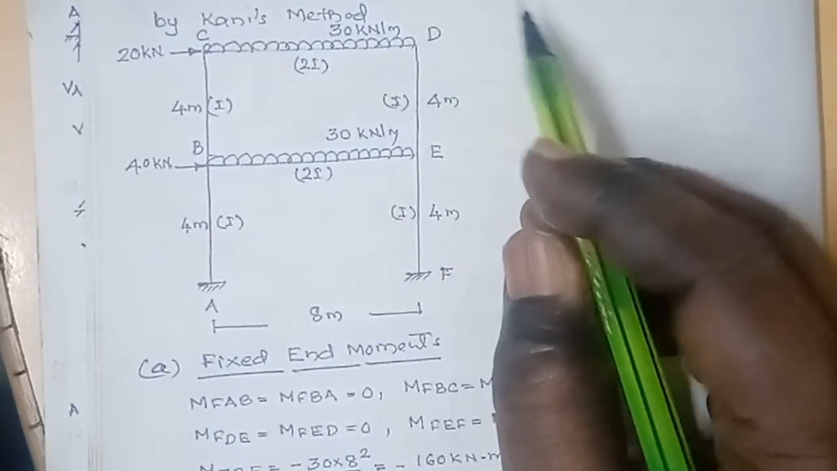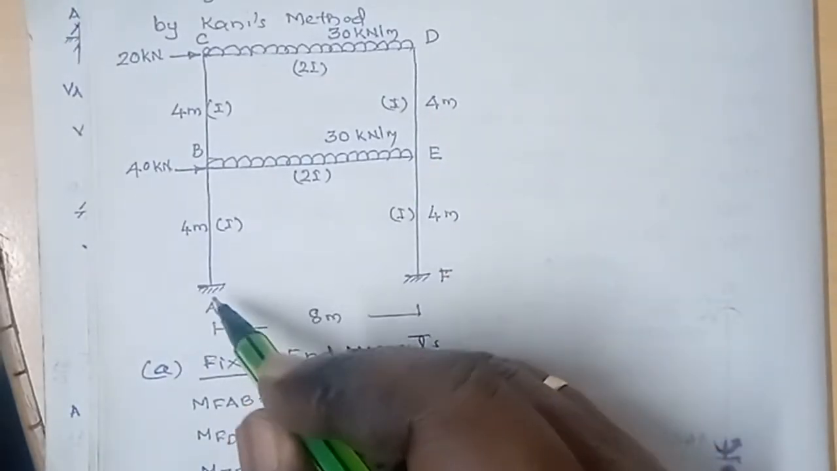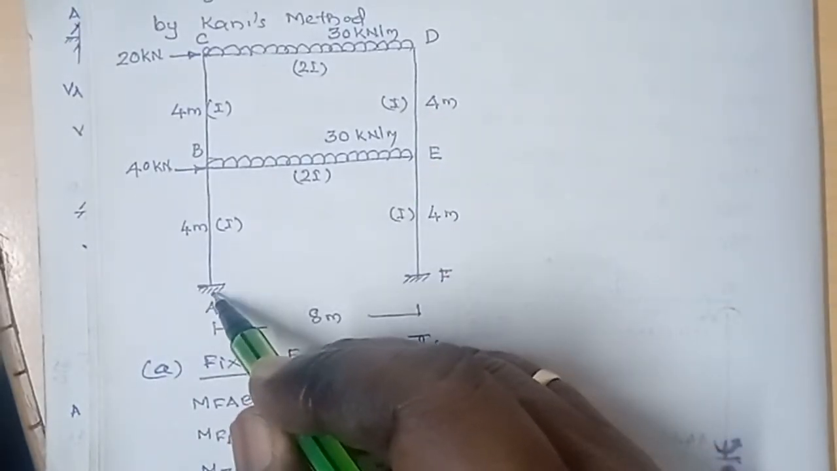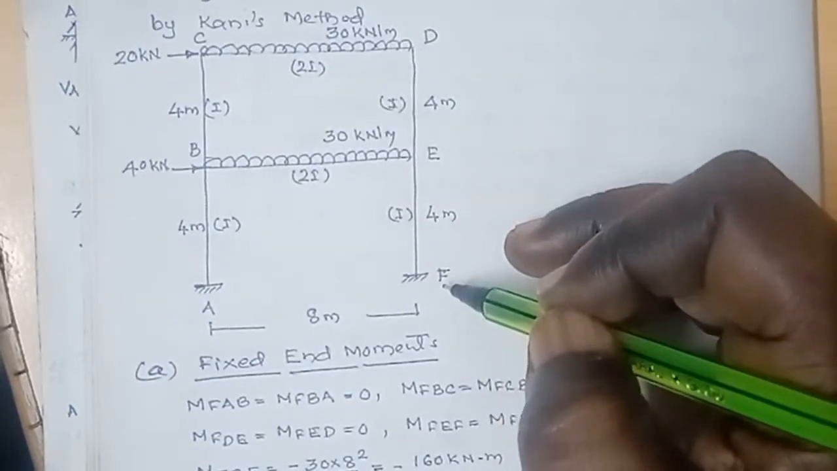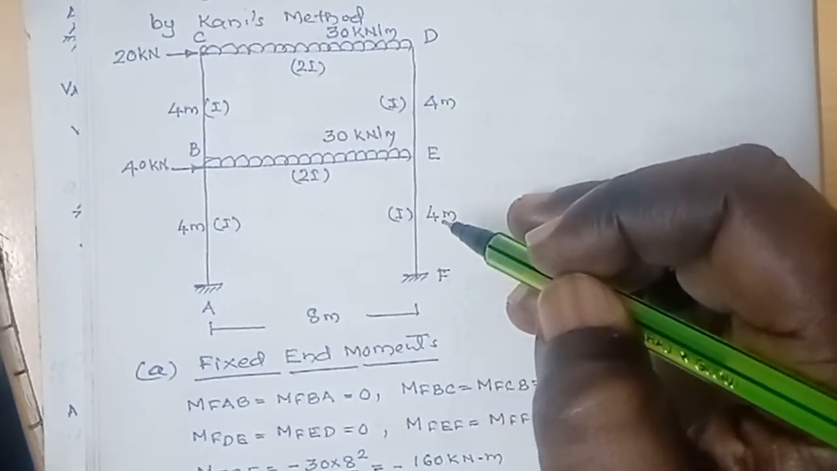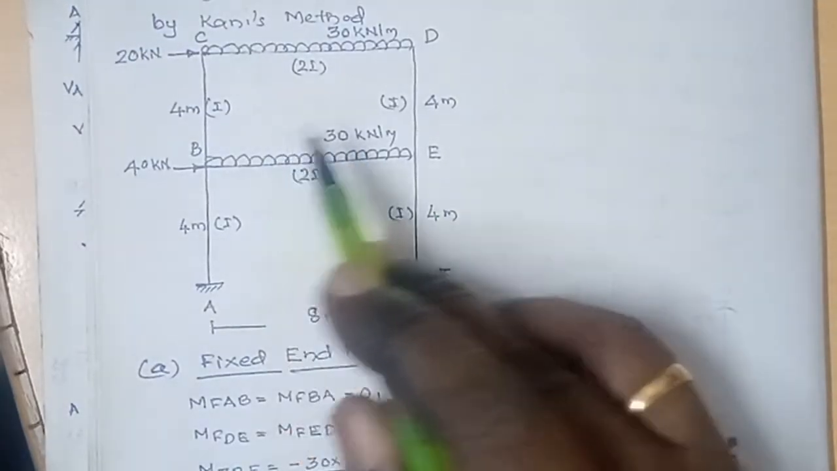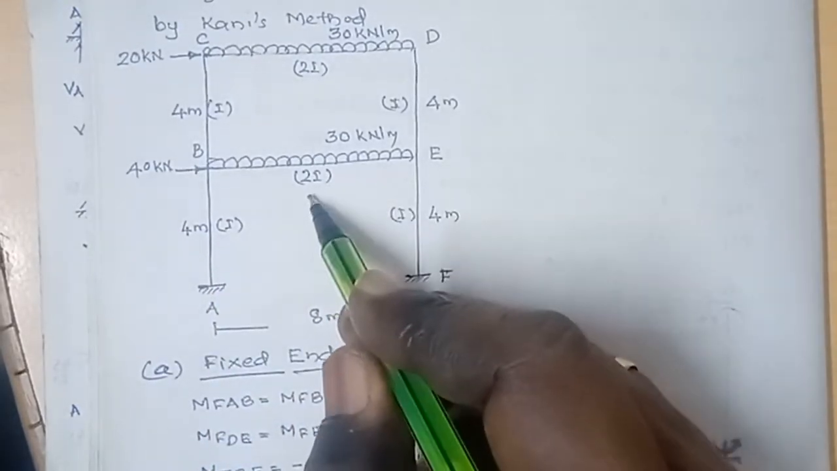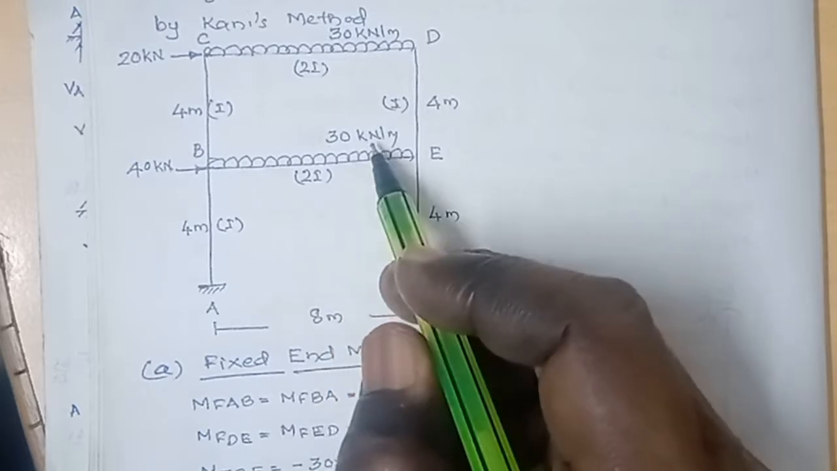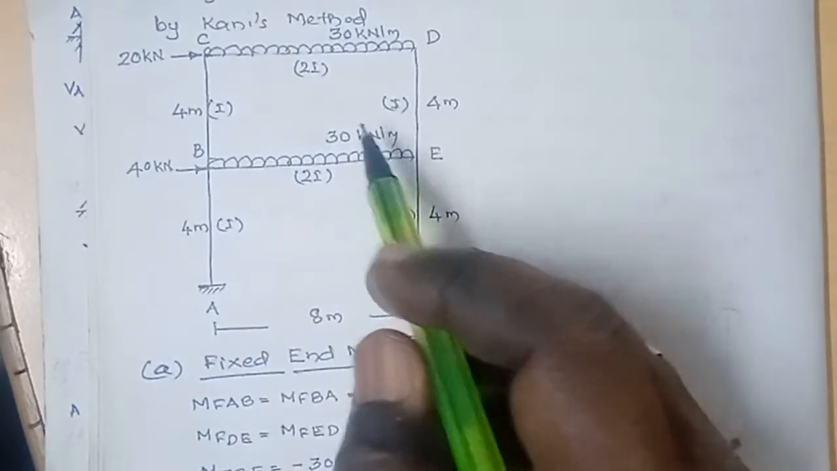Analyze the portal frame shown in figure by Kani's method. Here, A to B, B to C, D to E, E to F: all the column heights are 4 meter in each story with moment of inertia I. The horizontal members B to E, that is 8 meter with moment of inertia 2I, are subjected to 30 kilonewton per running meter UDL.